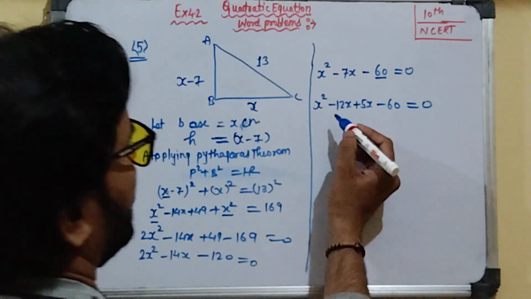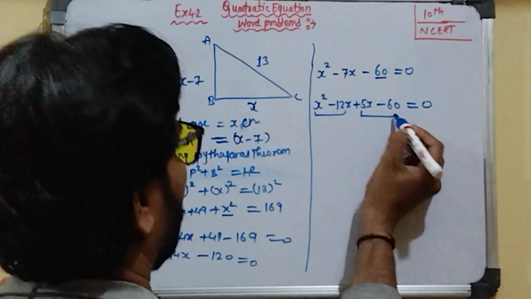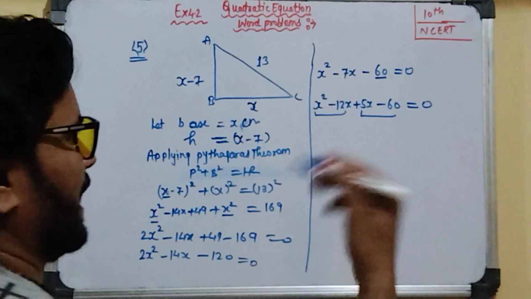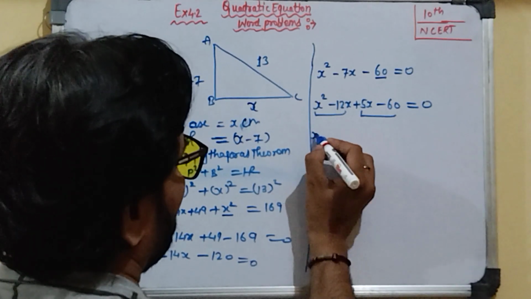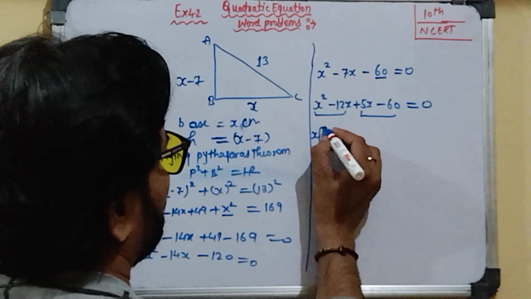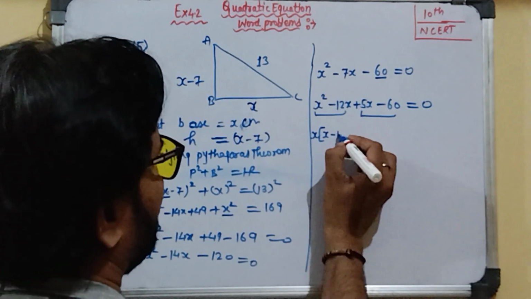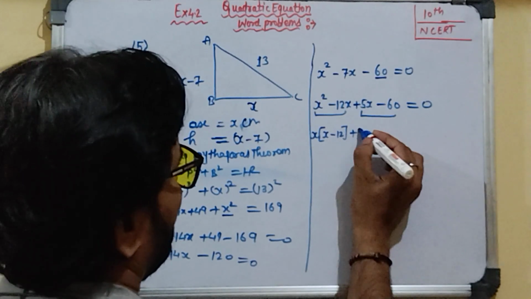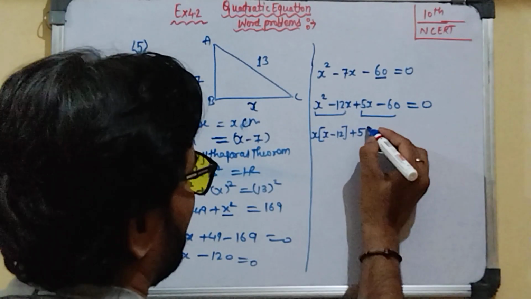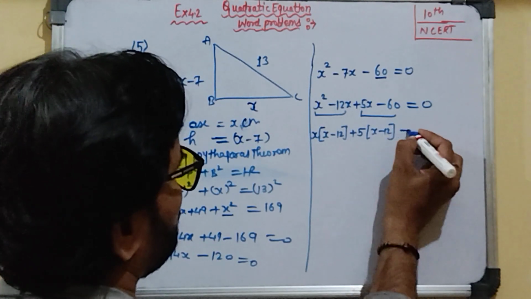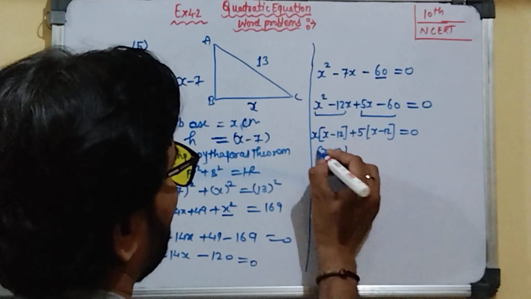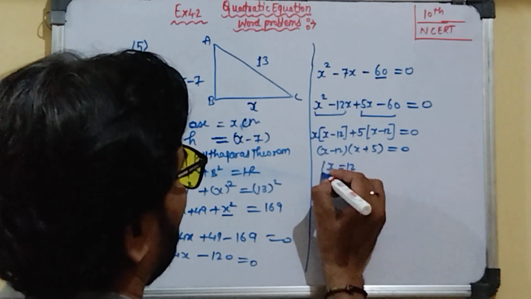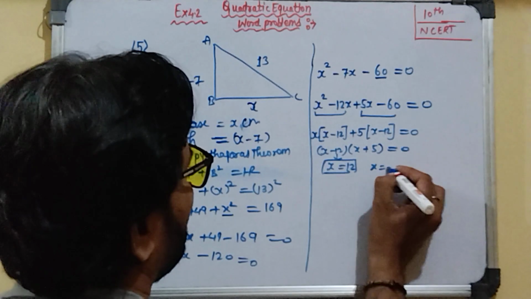Correct. Now make two pairs: the first two terms form one pair, and the last two terms form the second pair. From the first pair we can take x common, then inside the bracket we get x minus 12. From the last two terms we can take 5 outside, then we get x minus 12. So (x minus 12)(x plus 5) equals 0. Then x is equal to 12 from this, and x is equal to minus 5.